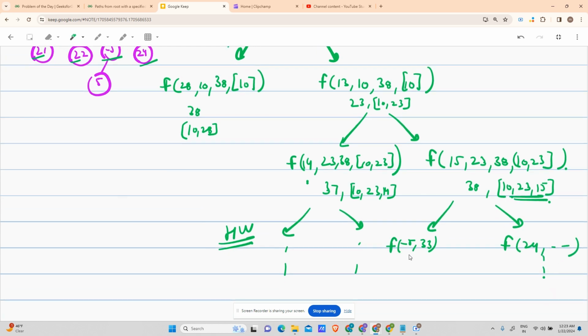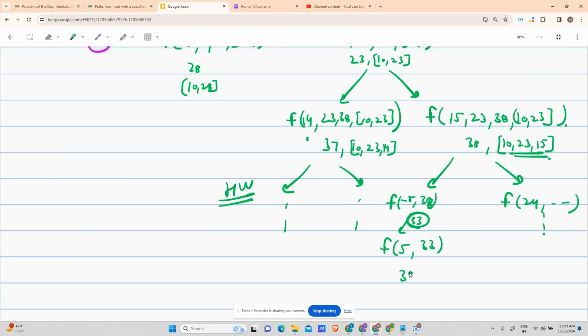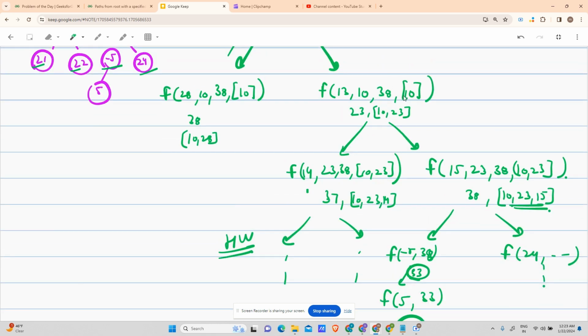Now this will have only one option, f of 5, and the sum is 38 here, and the sum will update to 33 here, and 5 plus 33 will give me 38. I will get one more path, and here the path would become 10.